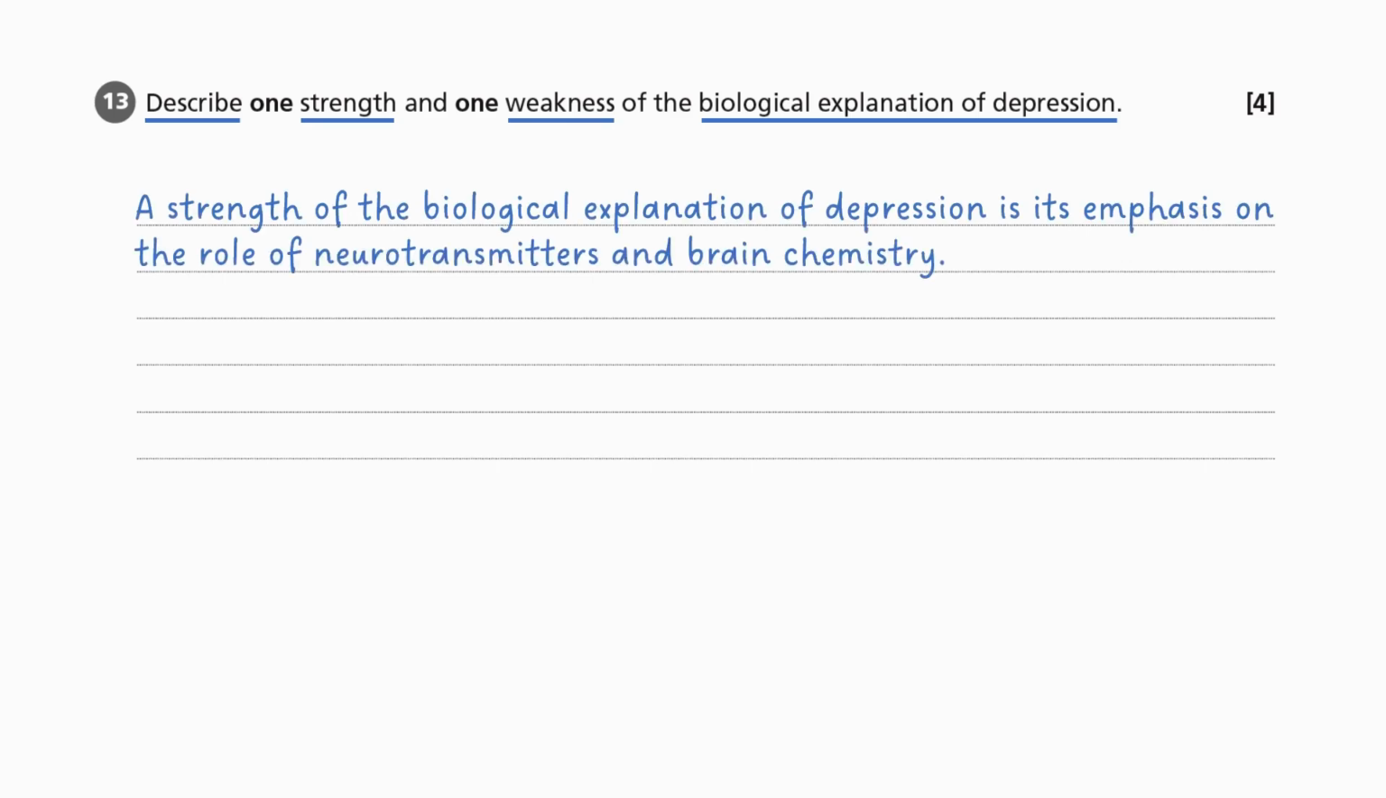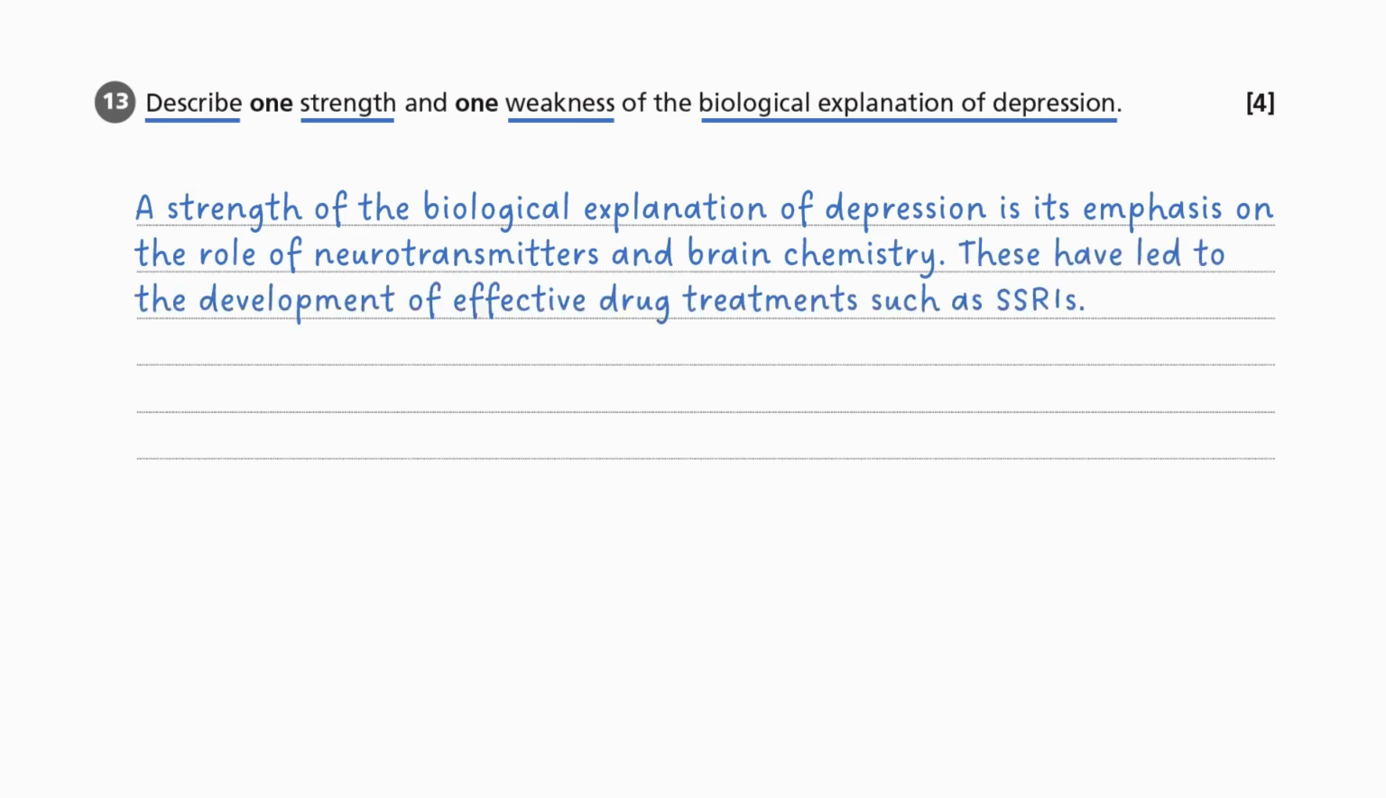So a strength of the biological explanation of depression is its emphasis on the role of neurotransmitters and brain chemistry. These have led to the development of effective drug treatments such as SSRIs.